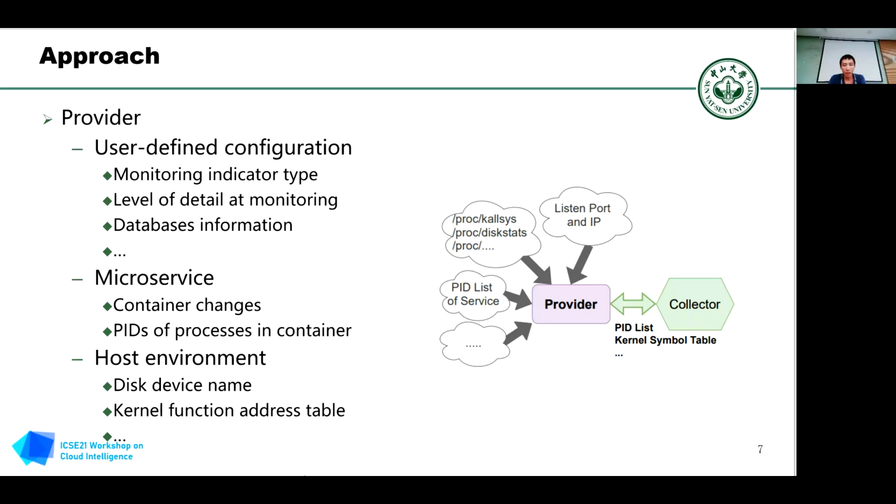Host environment information is for the collector to translate data from the eBPF program into a human-readable format. What kind of information needs to be collected depends on the type of monitoring indicators. For example, the output of stack trace is a sequence of addresses related to kernel functions. The collector needs the address table to find out which function each address represents.